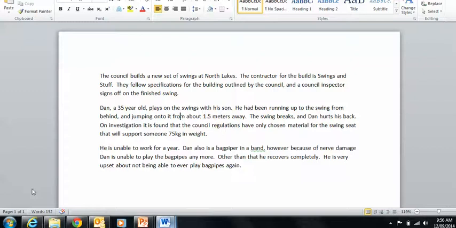And he can't work for a year and he can no longer play the bagpipes, right? Which I suspect Dan's neighbours would be very happy about. And that he recovers completely. What are the legal issues that are involved in this? What are the answers that we can come up with?